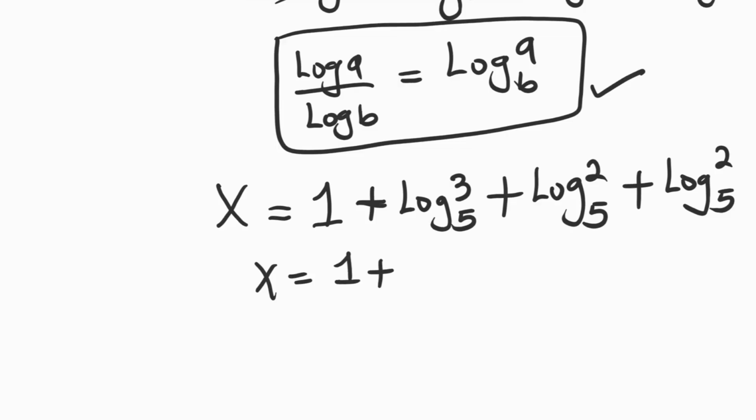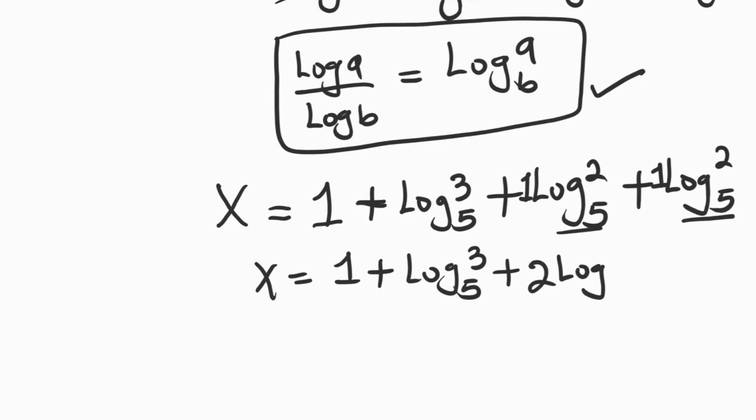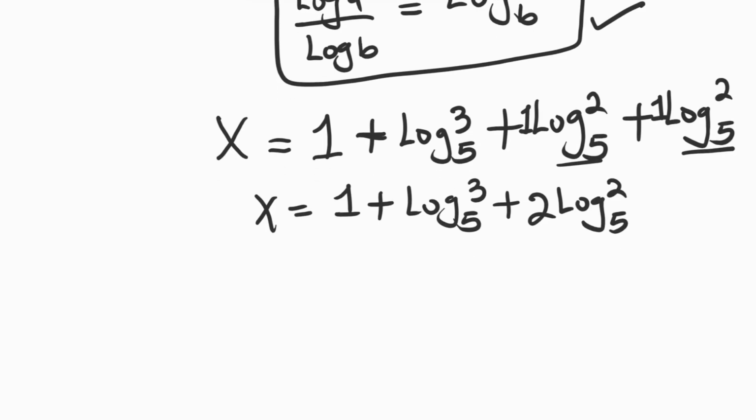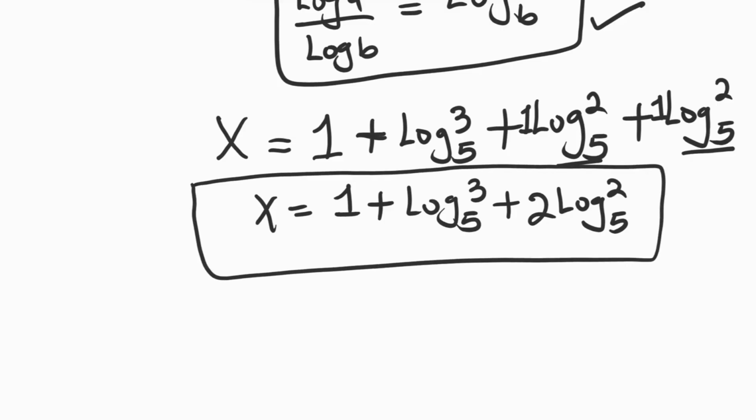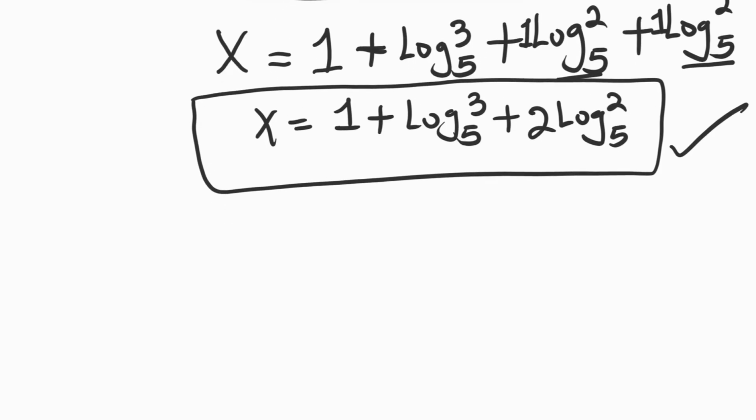Okay, so x is now equal to 1 plus log 3 base 5, because here we have 1 and we also have 1 here, and these are the same, so it just becomes 2 log of 2 base 5. Okay? So now, as it is, this now becomes our final answer to the question. So this is our value for x. But we're not going to stop here.